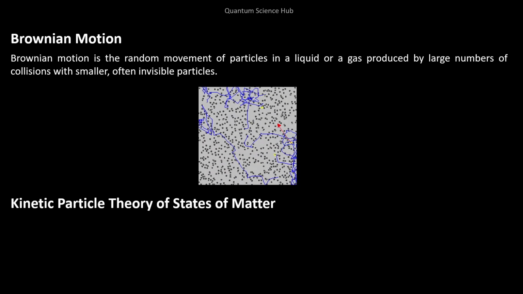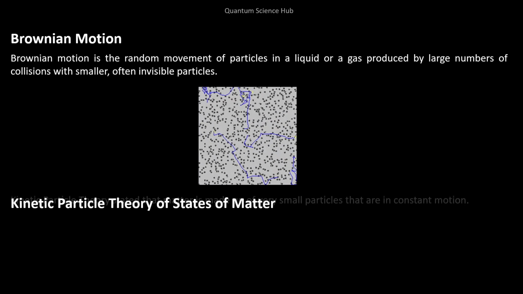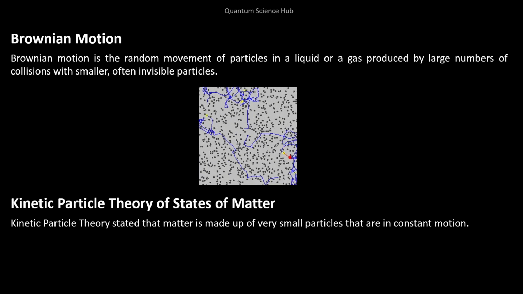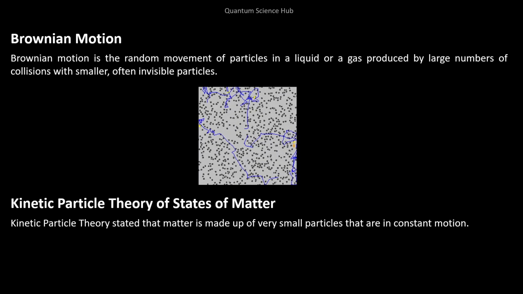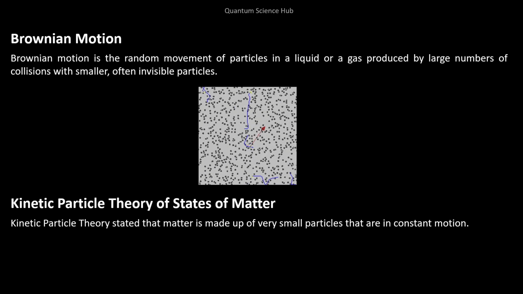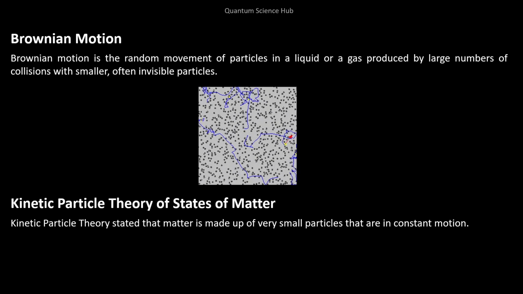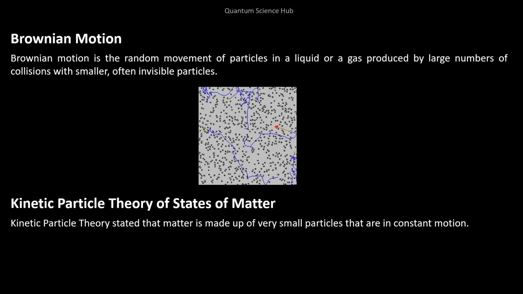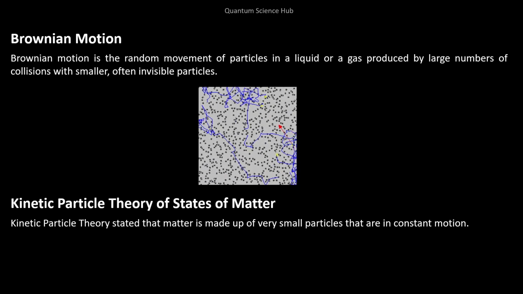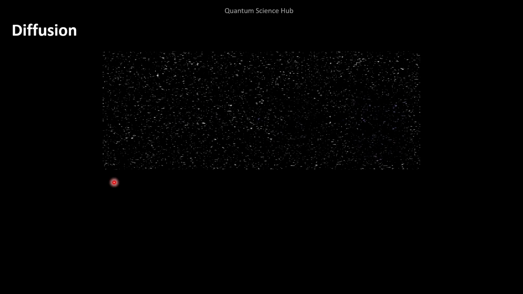Kinetic particle theory states that matter is made up of very small particles that are in constant motion. Everything around us, water, air, even solid objects, is made of tiny particles which are too small to see. These particles are never still. They always want to move.